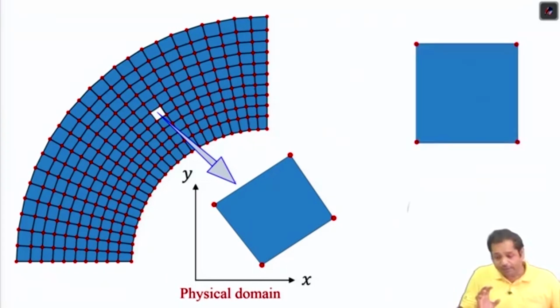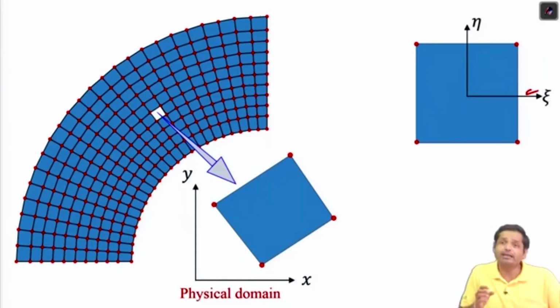Let us define an element which is a square element. In this element it has 4 nodes. This element is also a very idealized element. This is our idealized element. This also has 4 nodes. Now the coordinate of this element is, say, xi and eta coordinate.